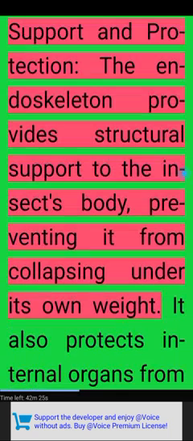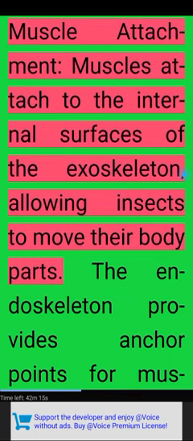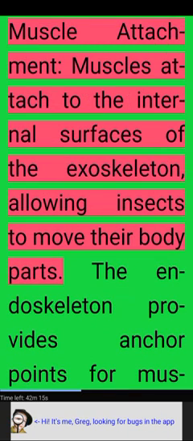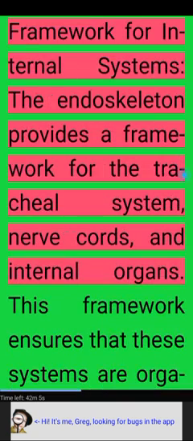Function of the endoskeleton. Support and protection. The endoskeleton provides structural support to the insect's body, preventing it from collapsing under its own weight. It also protects internal organs from external pressures and potential injuries. Muscle attachment. Muscles attach to the internal surfaces of the exoskeleton, allowing insects to move their body parts. The endoskeleton provides anchor points for muscles to exert force and generate movement.